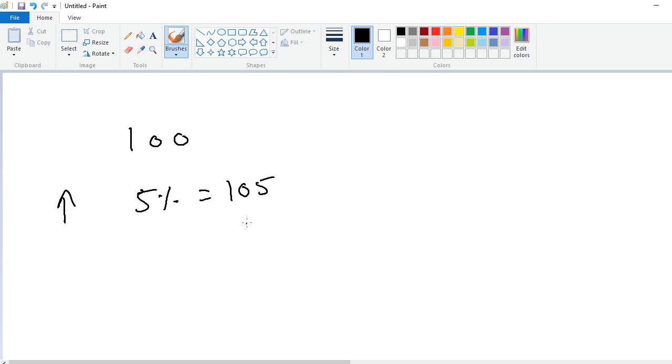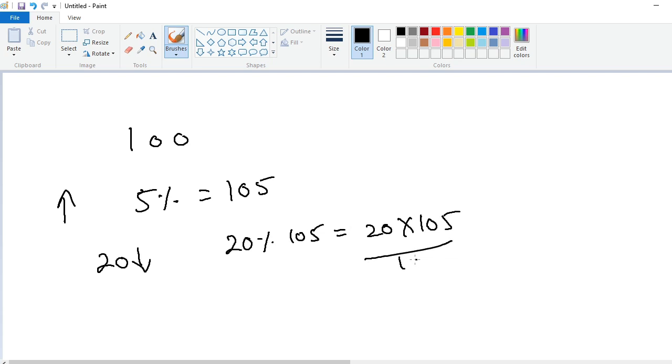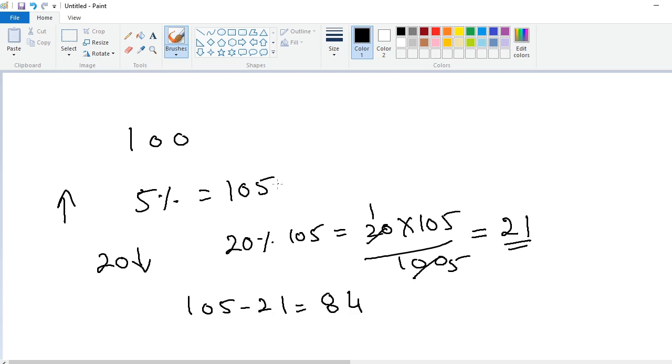Next it decreases by 20%. So 20% of 105 is equal to 20 into 105 by 100. 105 by 5 is equal to 21. So a 20% decrease means 105 minus 21, and the price of mango is 84 rupees. Initially it increases by 5%, so 105. Next it decreases by 20%, so the price is 84.